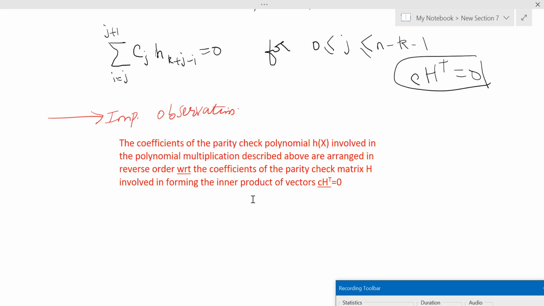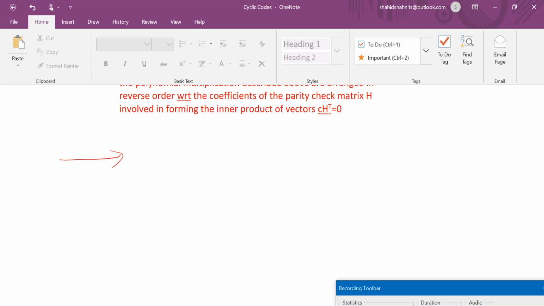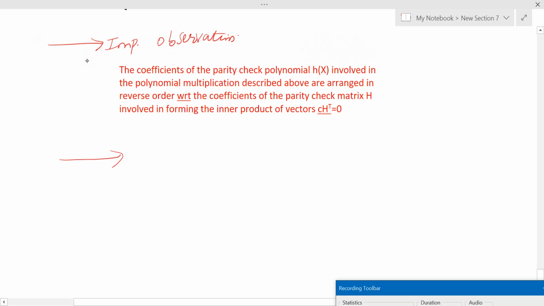Okay, so this observation suggests that we should not directly use the parity check polynomial to get the parity check matrix. Rather, we should do this thing. How to get the reverse terms of h of x? Instead of x, you write x inverse, that is, you write 1 over x, then multiply it with x to the power k. So what do you get?